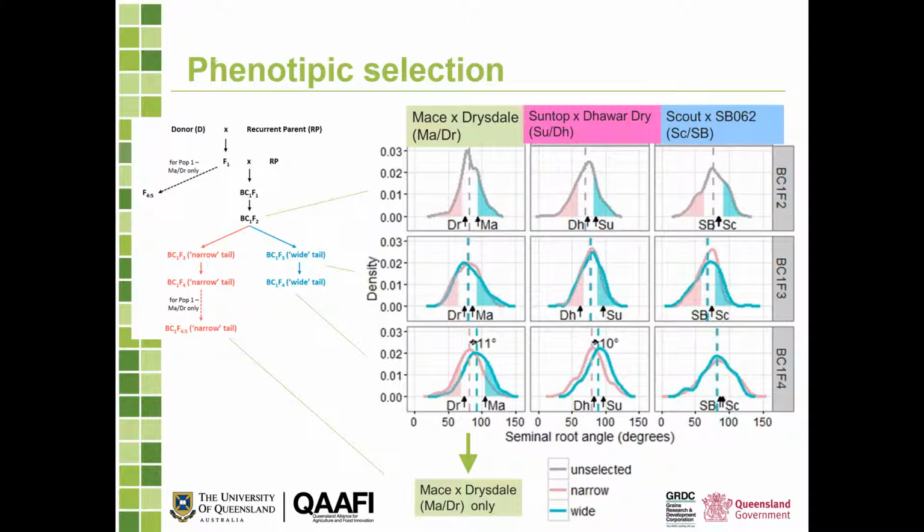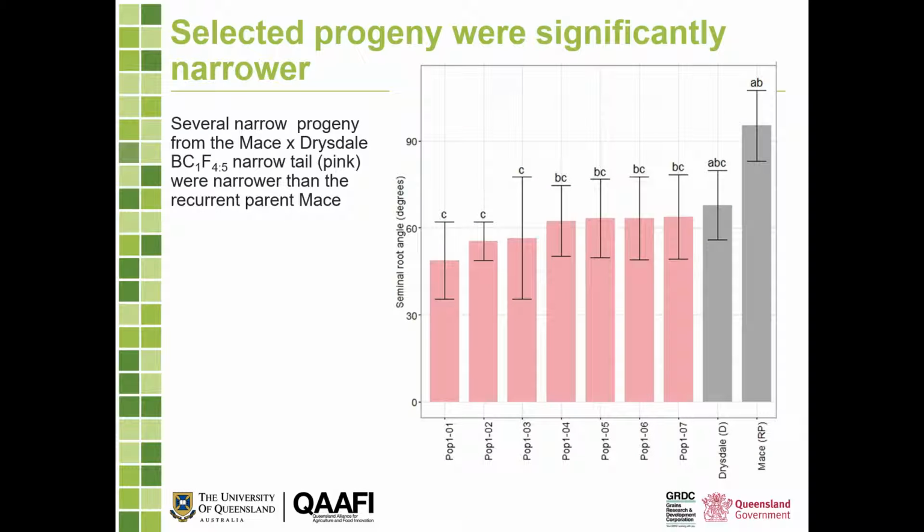So that's a good shift, and she carried that down for another generation, only in the Mace and Drysdale population. And when we look at some of those narrow tails in that Mace Drysdale population, we can see that they are definitely considerably narrower than the broad parent Mace, and at least as narrow, and in some cases slightly narrower than the narrow parent Drysdale.